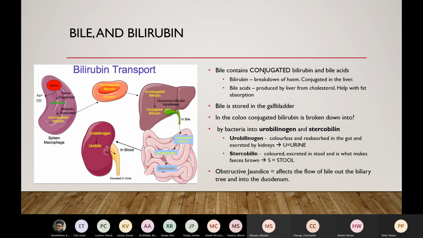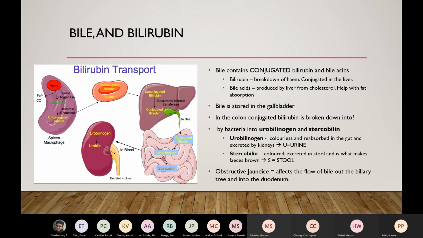Okay, I'm just going to tell you. So in the colon, it gets broken down by bacteria into these two things. You never get asked in SBA what they get broken down into, or you never need to spot that in SBA. But once this clicks, all of obstructive jaundice makes sense to me. So I'm going to try and explain my thought process to you guys.